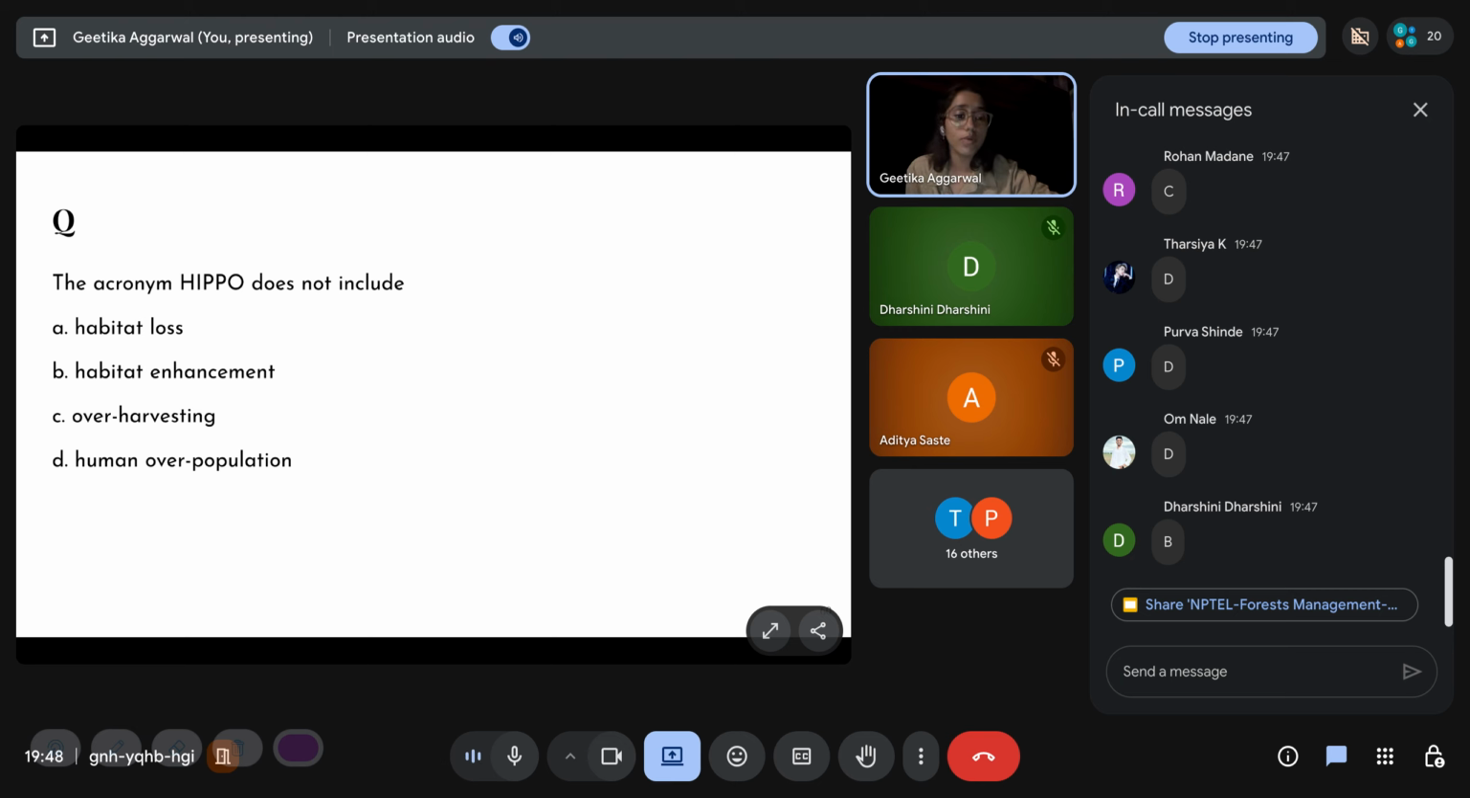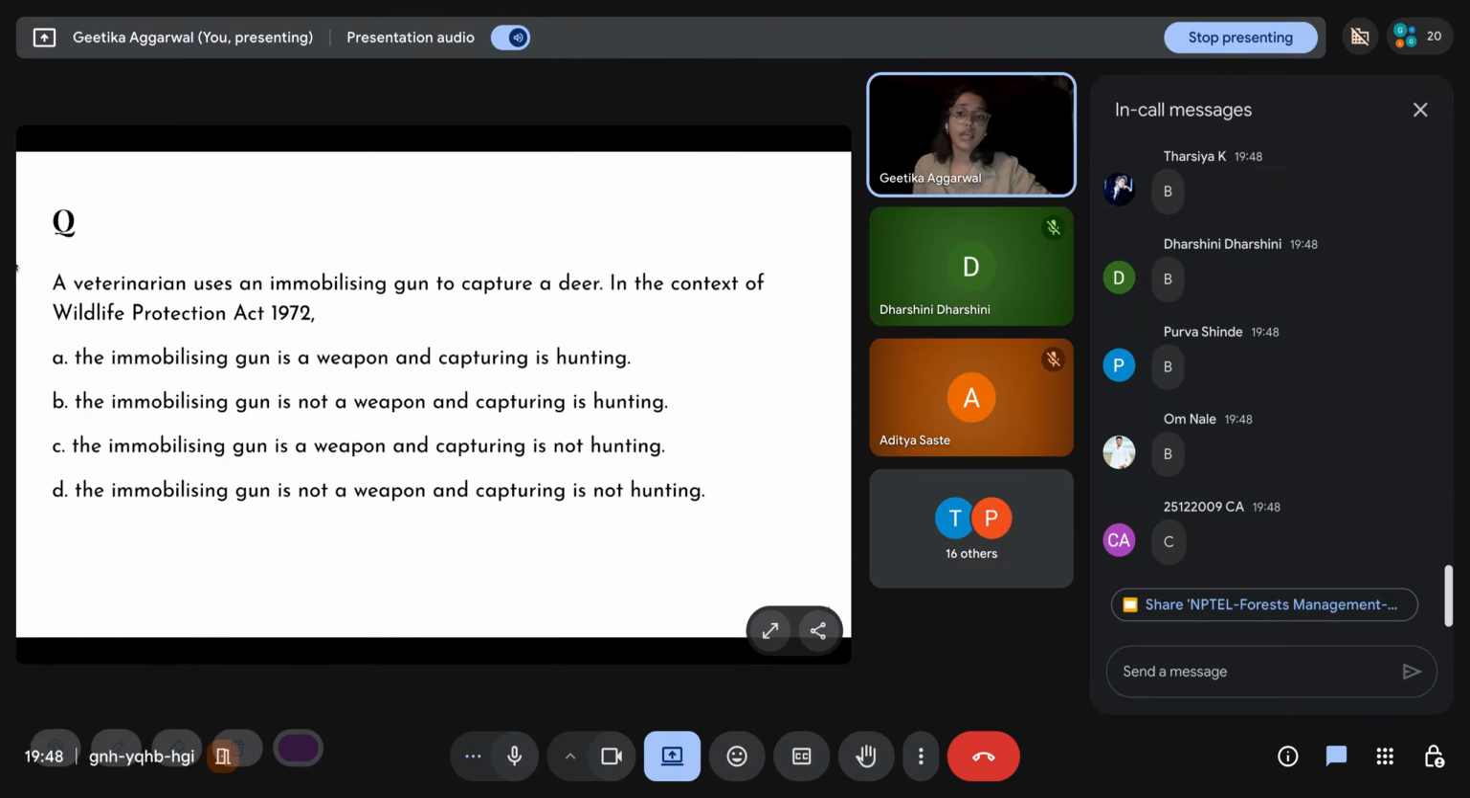habitat loss, habitat enhancement, overharvesting, or human overpopulation. So, what does HIPPO not include? So, which of these things is missing from HIPPO? Habitat loss, enhancement, overharvesting, or human overpopulation? Very good. Yeah, habitat enhancement is not there.